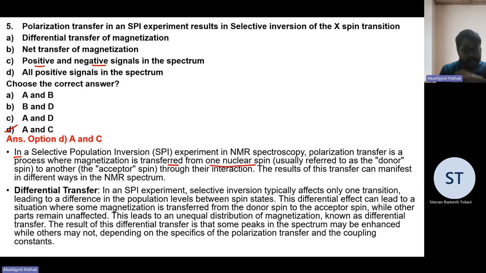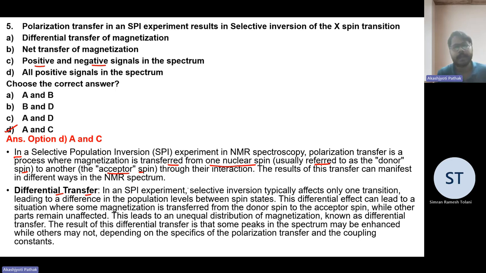The nucleus from which the transfer is happening is referred to as the donor spin. And the nucleus to which the polarization is transferred is called the acceptor spin, because of the interaction between the two nuclear systems. The results of this transfer can manifest in different ways in the NMR spectrum. So what is this differential transfer? You need to understand it.